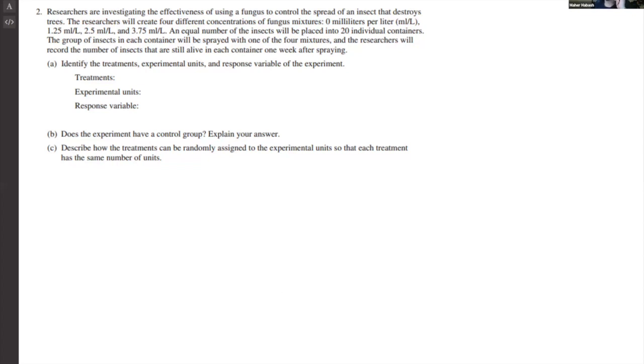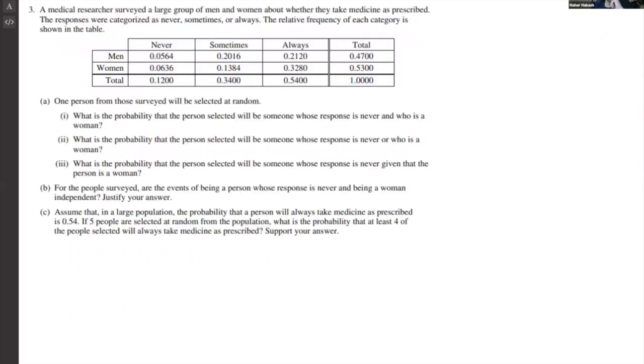So let's go on to this next one. Medical researchers surveyed a large group of men and women about whether they take medicine as prescribed. The responses were categorized as never, sometimes, or always. The relative frequency of each category is shown in the table. A, one person from those surveys will be selected at random. What is the probability that the person selected will be someone whose response is never and who is a woman? Take a minute, let me know what you think the answer is and how you calculate it.